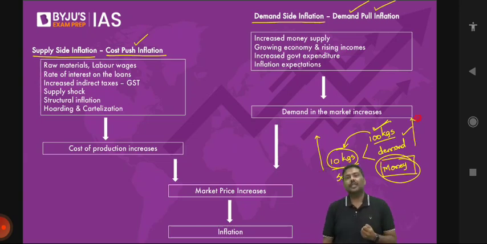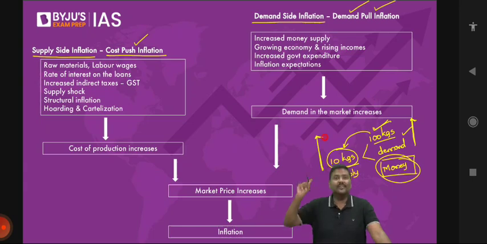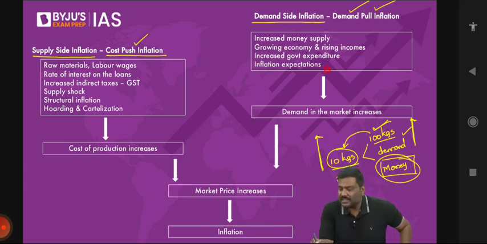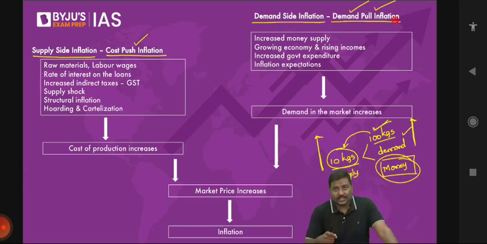I will repeat the statement. Inflation can happen if there is a lot of money supply in the market. That is, the money supply in the market is very high. People have a lot of money and they will use it to demand more and more goods and services, and that will cause inflation in the market. Any difficulty in understanding this? This is basically referred to as demand pull inflation.